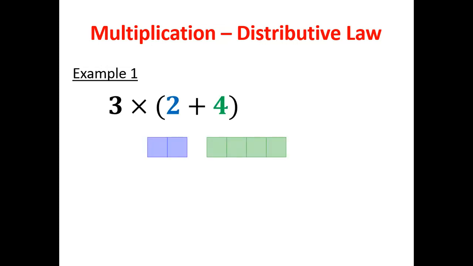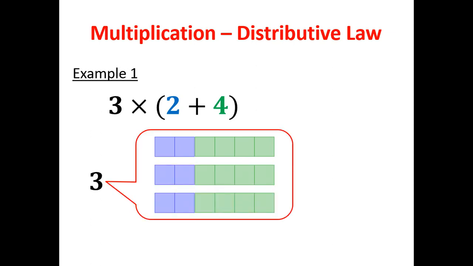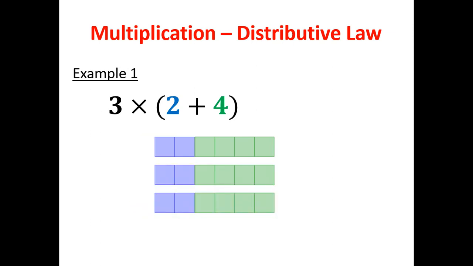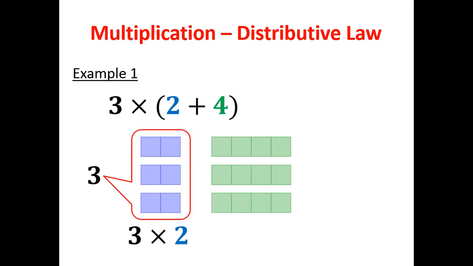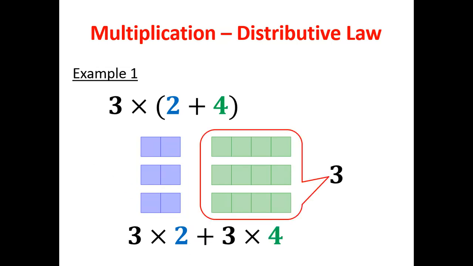Inside the brackets we have 2 plus 4. We're just going to combine those for a second, which makes 6 by the way, but that's not important. We have this group, and because we're multiplying this group by 3, we have 3 of them. Now we're going to split this back up again, and I hope you can see that we have 3 lots of the 2 groups and 3 lots of the 4 groups.